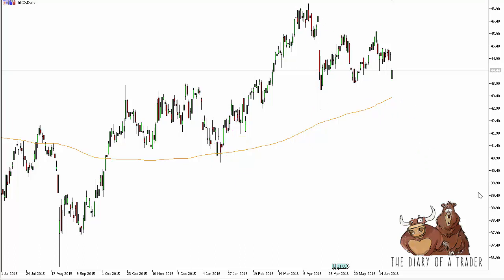Pretty basic stuff, but the moving average is very important and it is highly followed. So, with that being the case, it is certainly something worth noting.